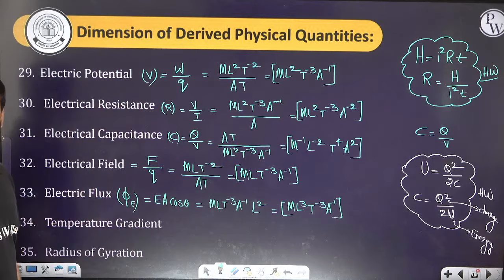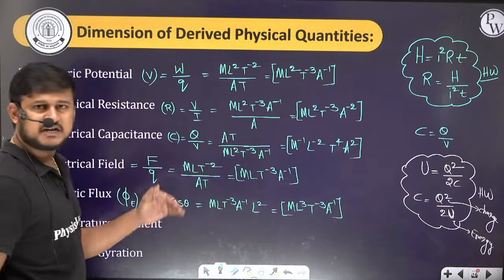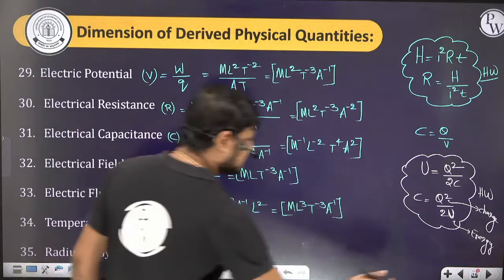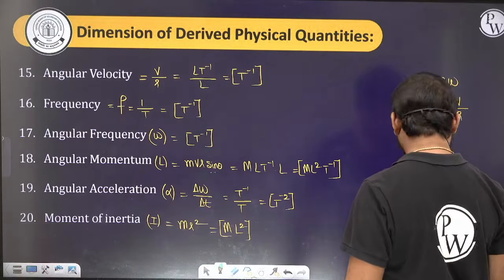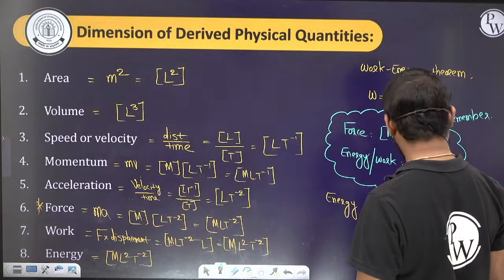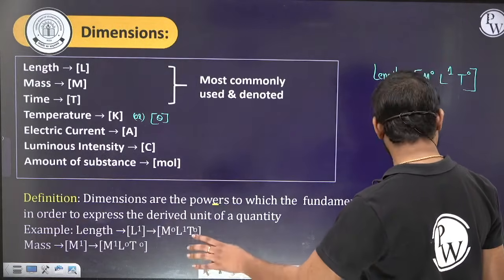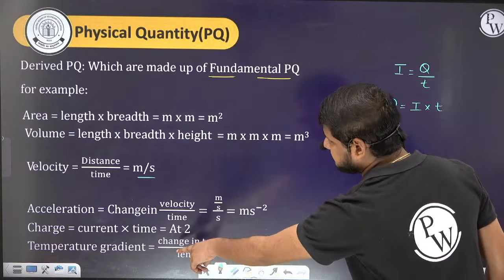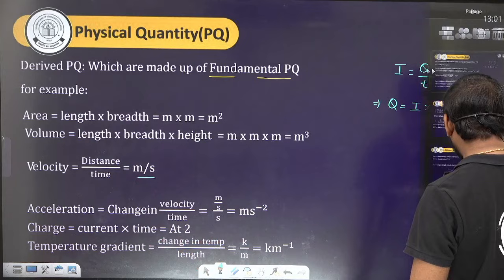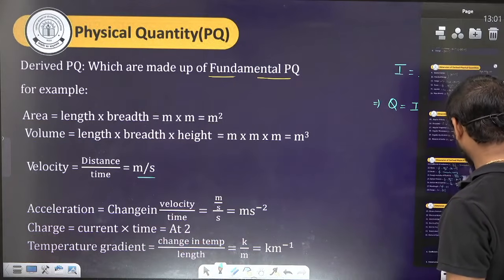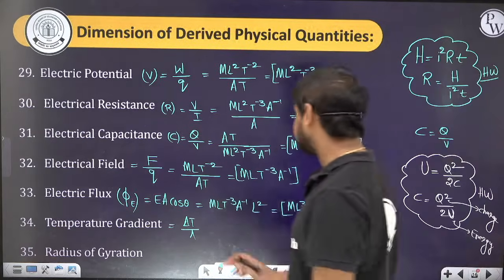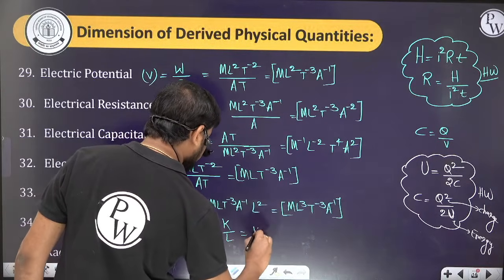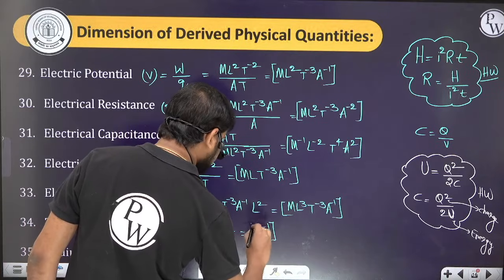And then the temperature gradient, the change in temperature per length. Previously I discussed the temperature gradient in the starting. Where did I write that? Somewhere around here. So here, see, the temperature gradient, the change in temperature per length. The same thing I am writing here now. What is the change in temperature? Kelvin per length L, which will become K L to the power minus 1.